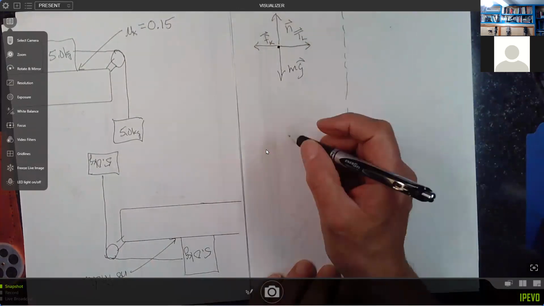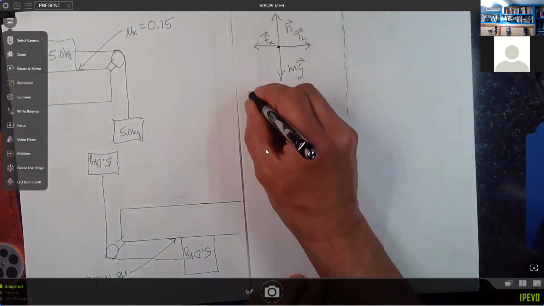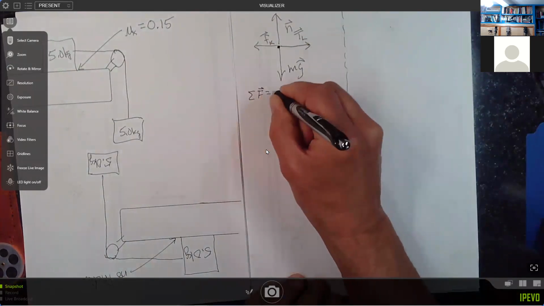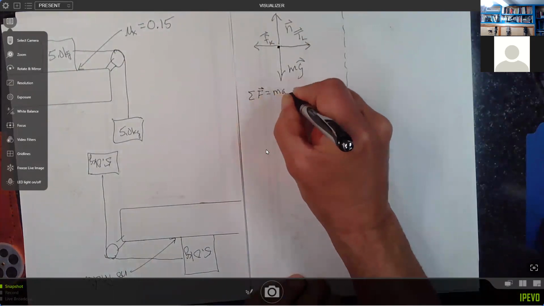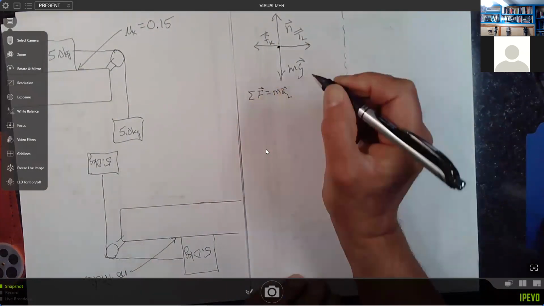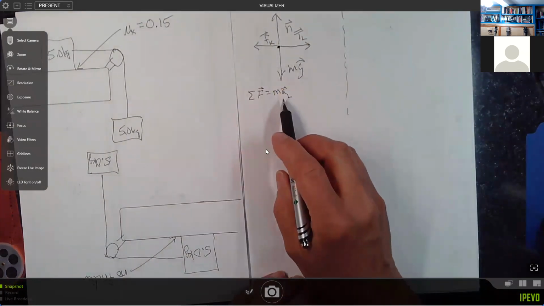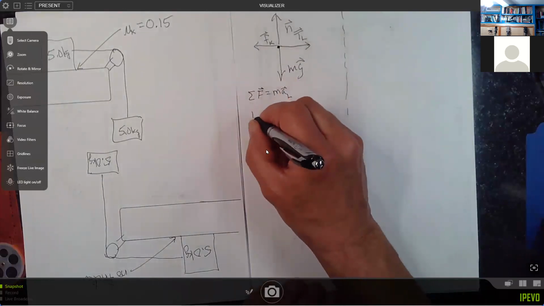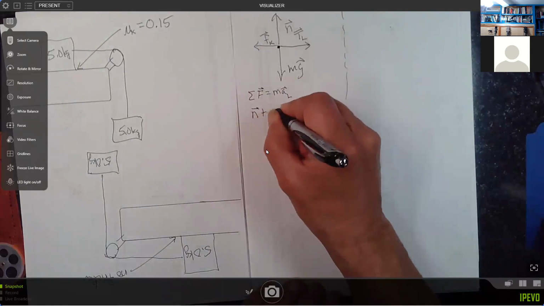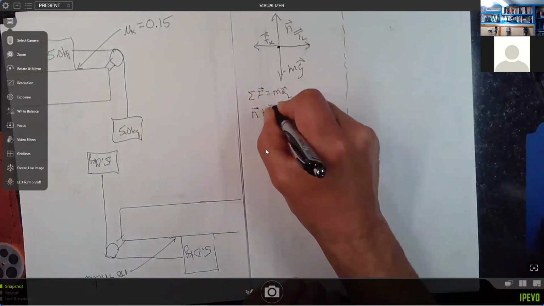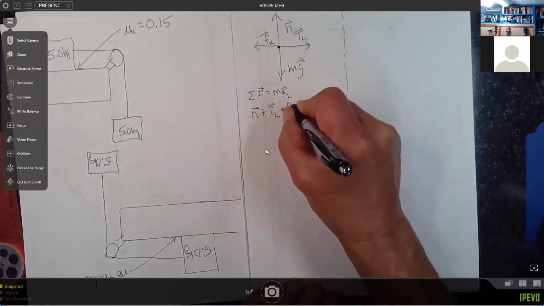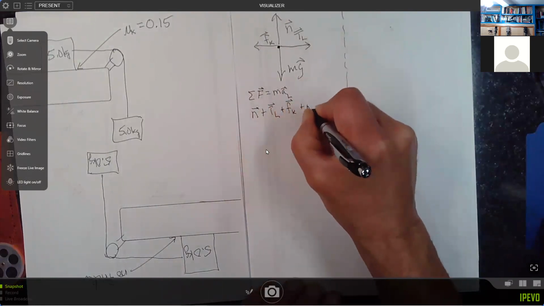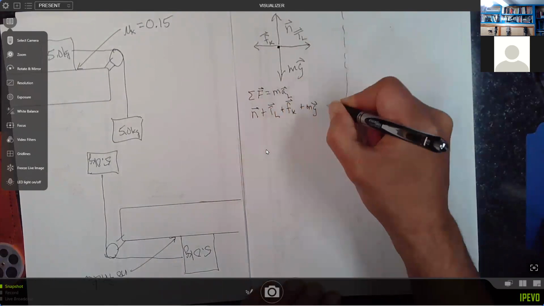With this one, Newton's second law in vector form now becomes the sum of the forces equals m a sub L, and I'm giving it the same subscript that I did last time. Well, those forces in vector form look like N plus T sub L plus F sub K plus mg, four forces.